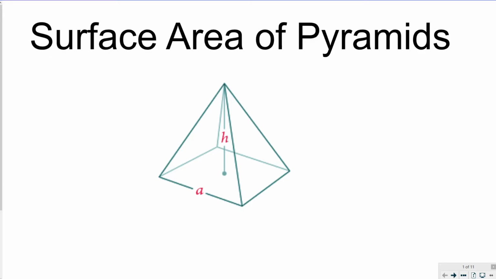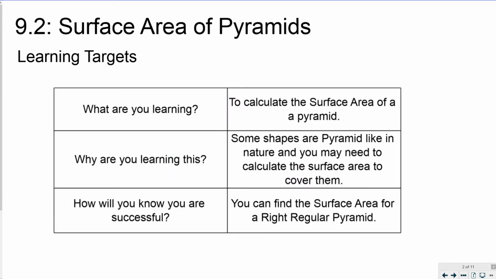Hi guys, and welcome to the video for the surface area of pyramids. So in this video, we're going to go over how to calculate the surface area of a pyramid.